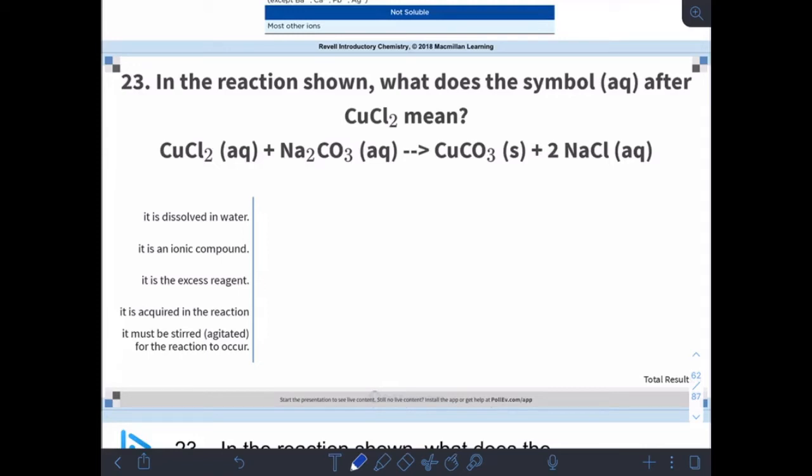Here we are at question 23, which I believe is where we left off at the previous video. In this reaction, what does the symbol AQ mean after the copper chloride? AQ stands for aqueous, and something that is aqueous is dissolved in water.